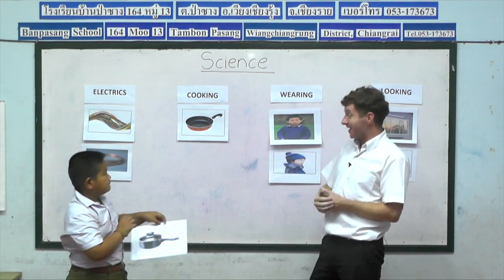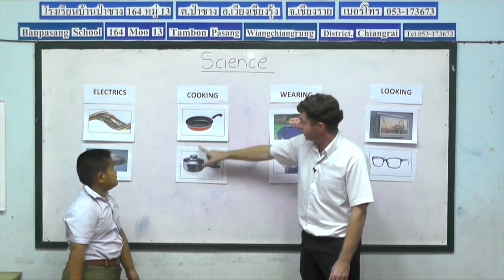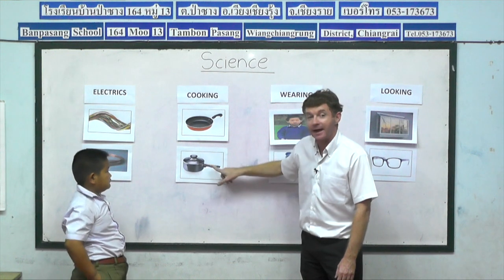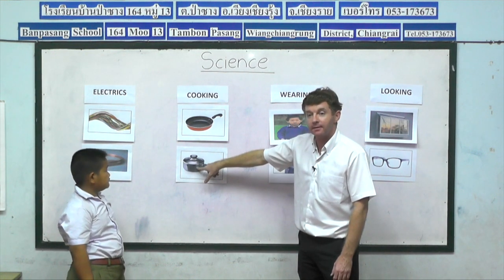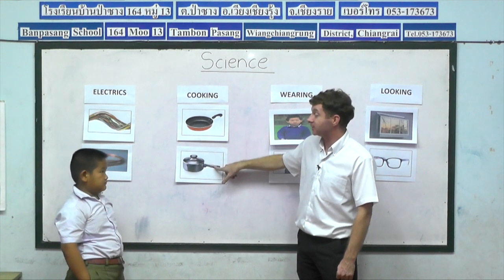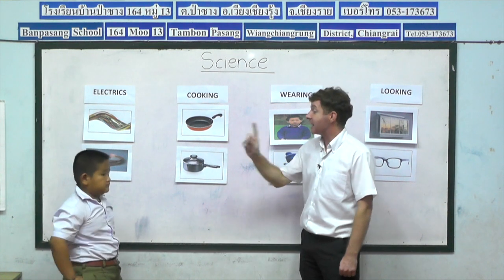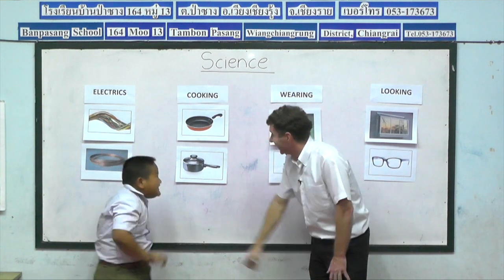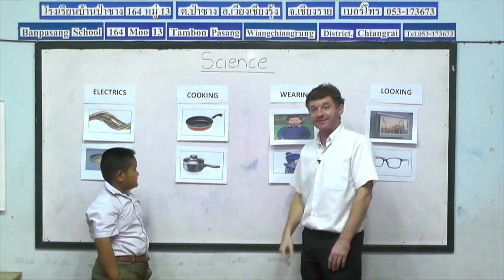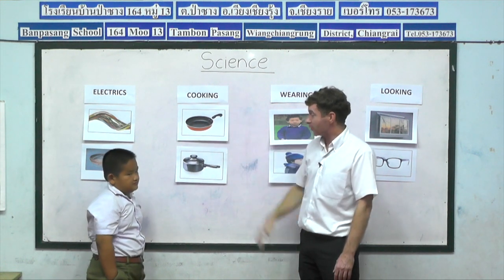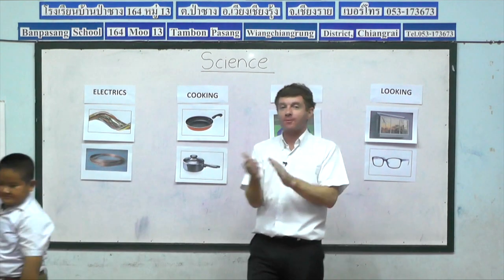Cooking. Cooking, yes. So Net, we can place it here. And once again, can you see how it's metal and plastic? So metal body, plastic handle, for cooking. Excellent, Net. So one more time. Metal body, plastic handle, for cooking. Brilliant, well done, Net. High five, big round of applause for Net.